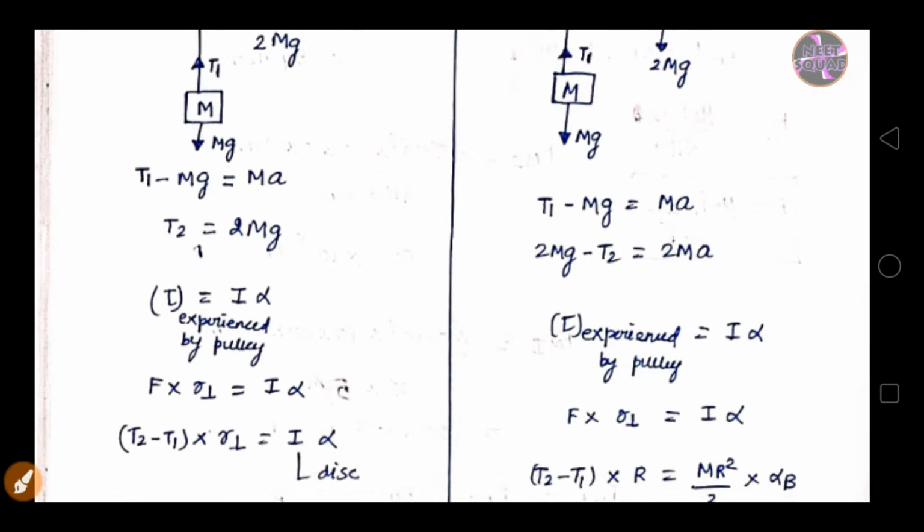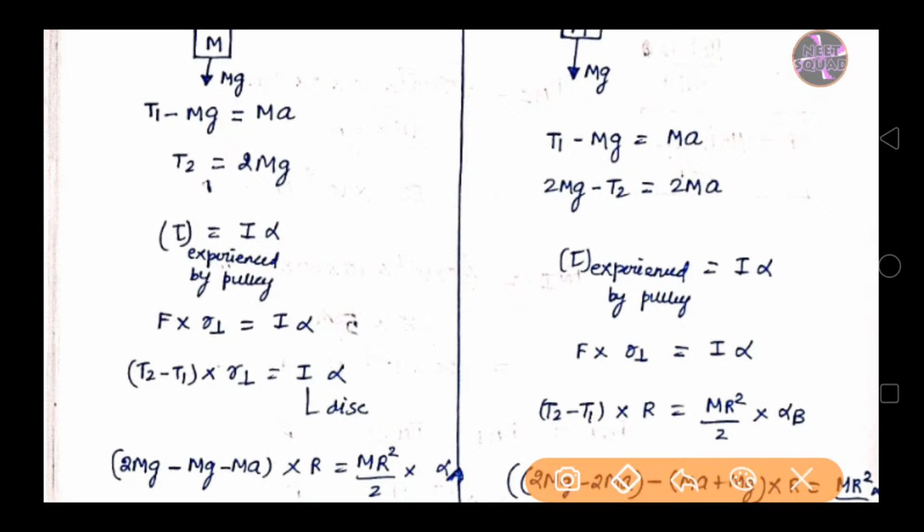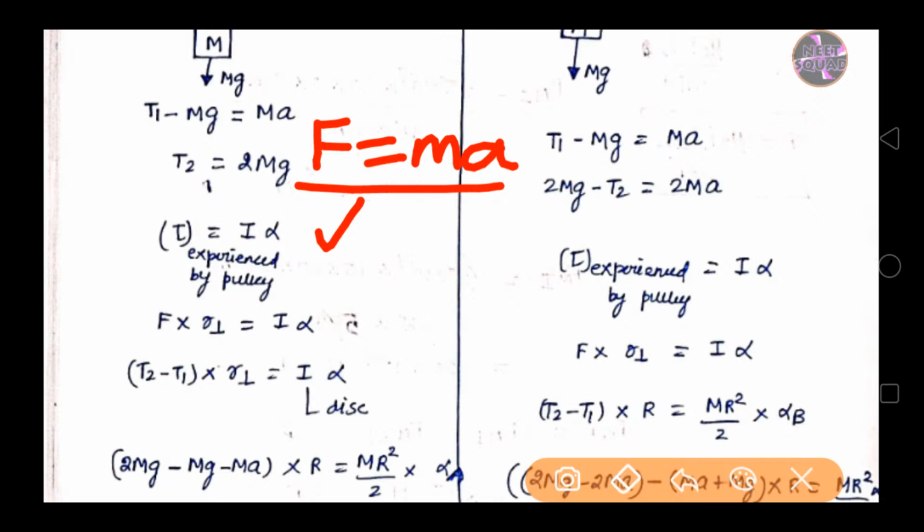Now the torque experienced by the pulley is equal to I alpha. How did this formula come? F is equal to ma. F means torque, m means I, a means alpha. So this is linear mechanics, and this is rotational mechanics, that's it. So torque, another formula, is force into perpendicular distance, equal to I alpha.